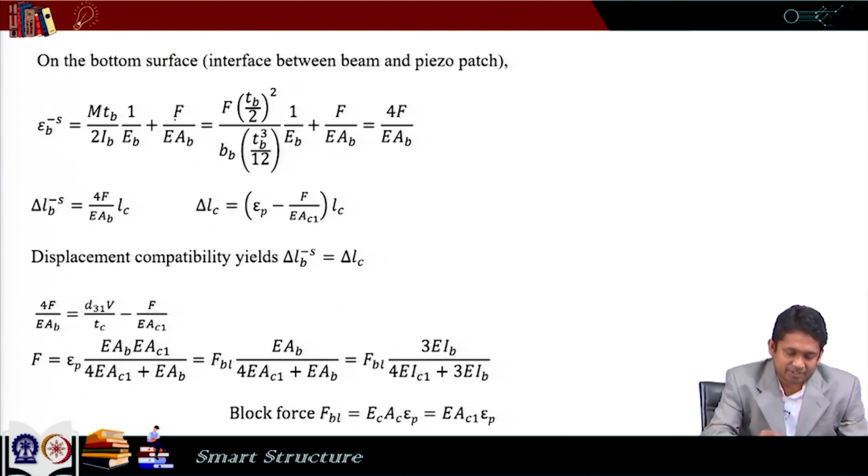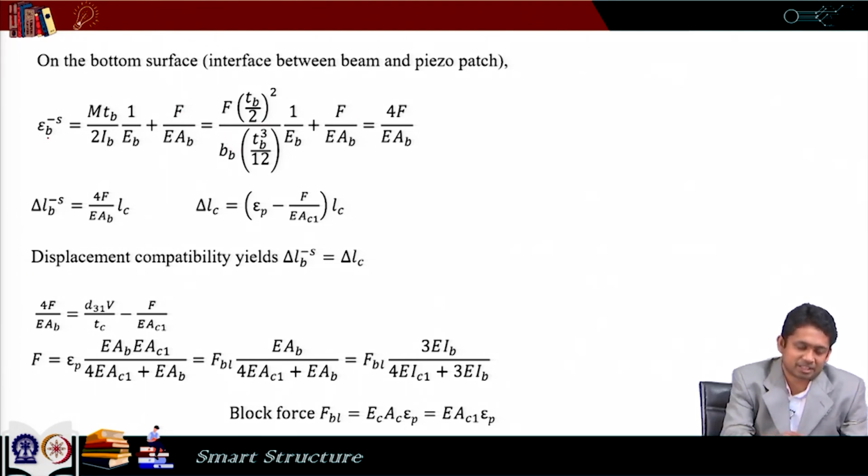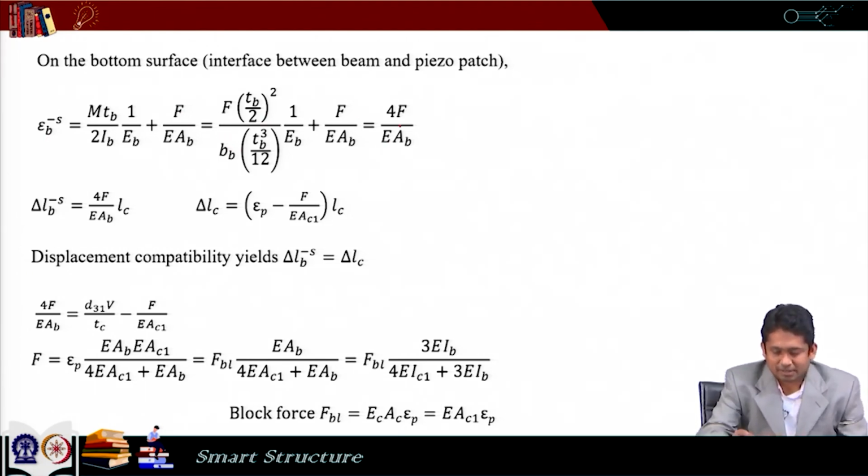We have just written the epsilon B 0 in terms of the actuation force F, and again the bending moment can be written in terms of the actuation force F as M is equal to F into TB by 2, and after doing all these substitutions, this entire expression can be written as 4 F by EAB. So, the strain at the bottom surface of the beam has been represented in terms of the actuation force F.